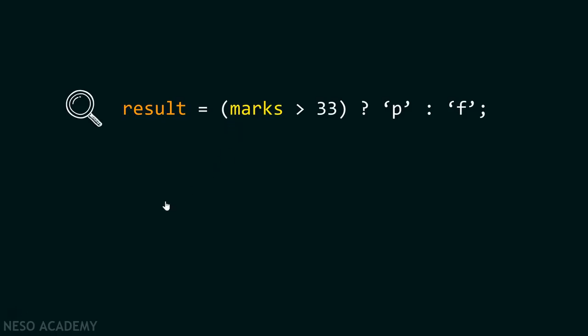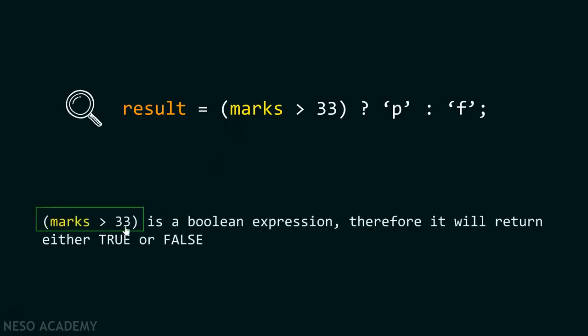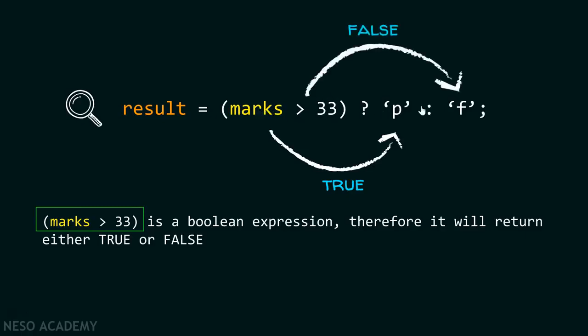The first thing that we need to note down is that marks greater than 33 is a Boolean expression. Therefore, it will return either true or false, right? When this condition is satisfied or when this condition returns true, then this character will be stored inside the result variable, and if this condition is false, then this particular character will be stored inside this variable result, right? Now it is quite clear how it is mimicking the behavior of if-else construct.